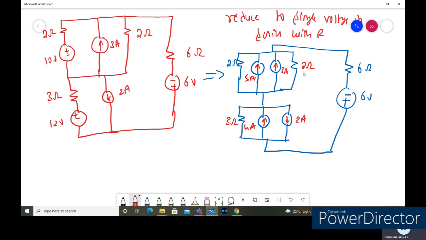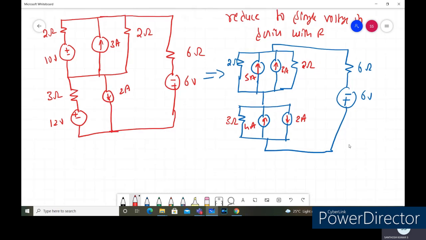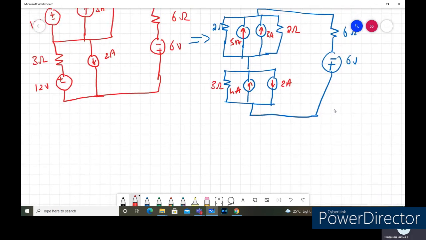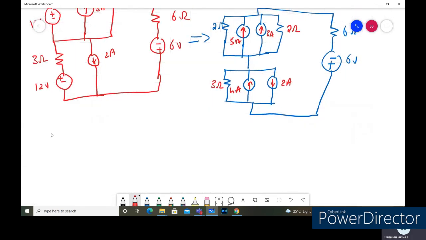And also the resistances 2 ohm and 2 ohm are connected in parallel. So this will become equal to a single resistance. If you take the single R equivalent, it will be equal to 2 into 2 divided by 2 plus 2, it will become 1 ohm we'll get here. And with the opposite polarity, we can make it as a 2 amps current source in parallel with the resistance. So the circuit can be reduced into the simplest form.